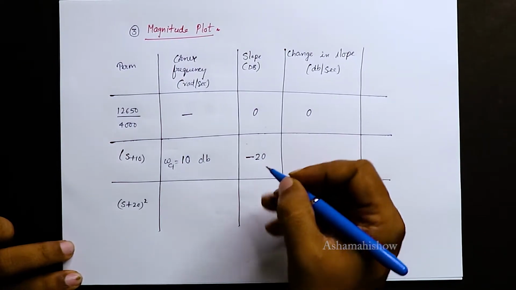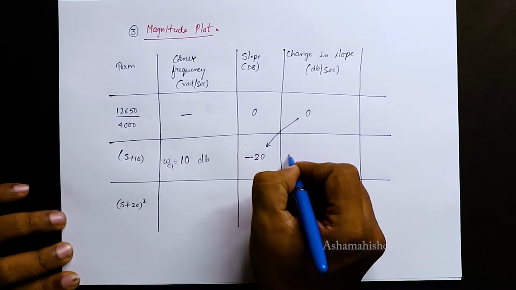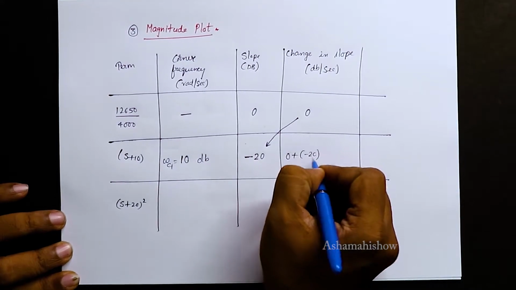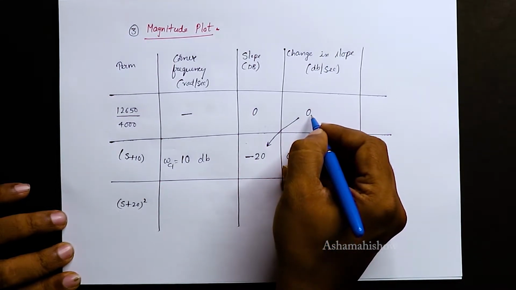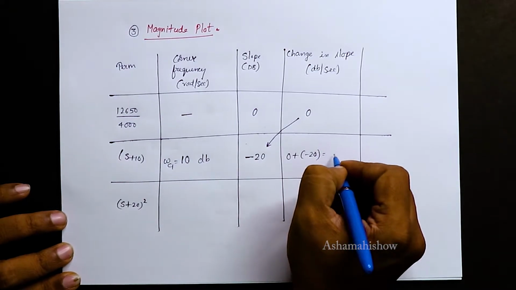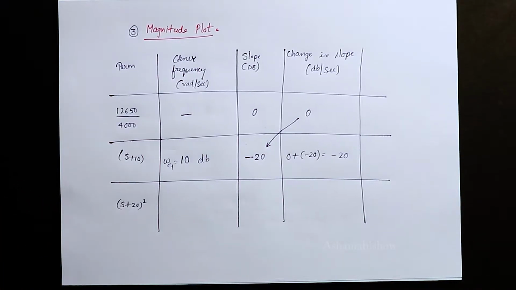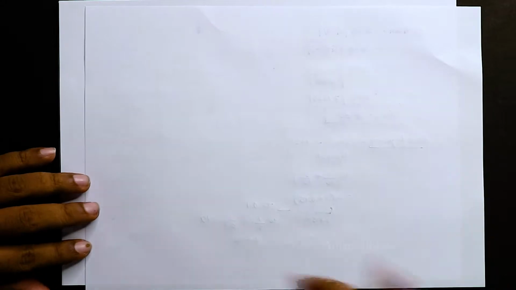Now for the change in slope, we need to take the previous row into consideration. So we need to add this one: 0 plus minus 20. It is how much the slope changed from the previous row to the preceding row. So 0 minus 20 is minus 20, that is the change in slope. So 2 rows are over. Now let us take the third row, s plus 20 whole square. I am doing it here.